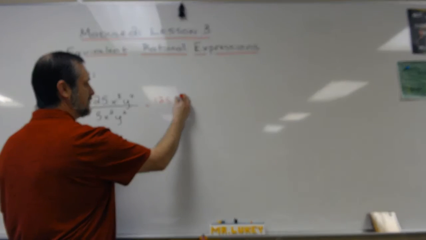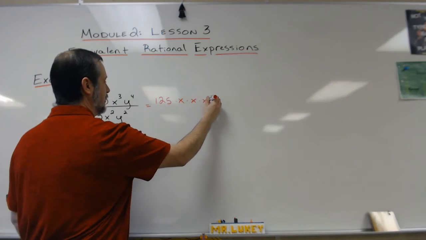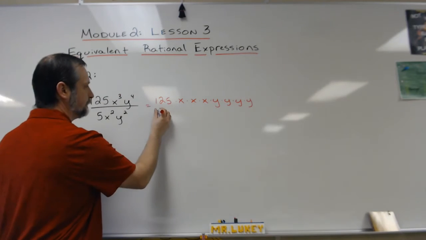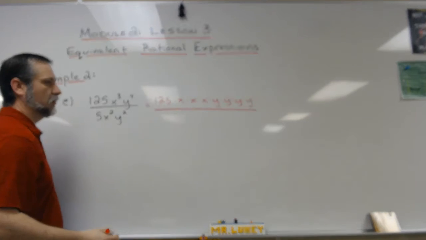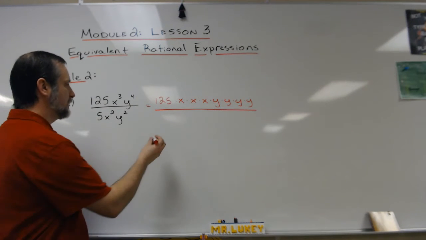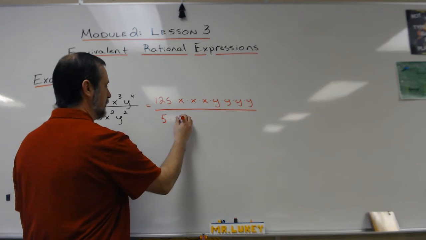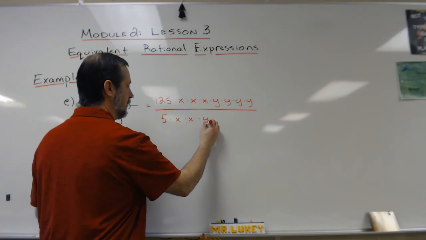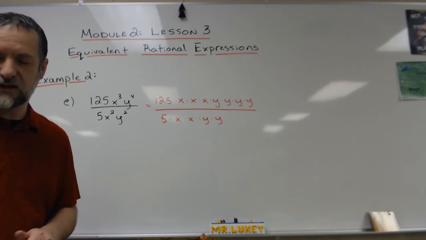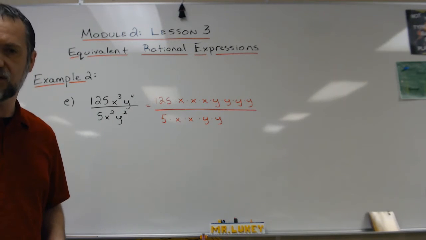125 times x times x times x times y times y times y times y. Right, that is fully expanded out. That is simplified, 5x squared y squared, so 5 times x times y. And again, this is stuff we get in grade 9 math, so hopefully we're not going to have too much of an issue with this.